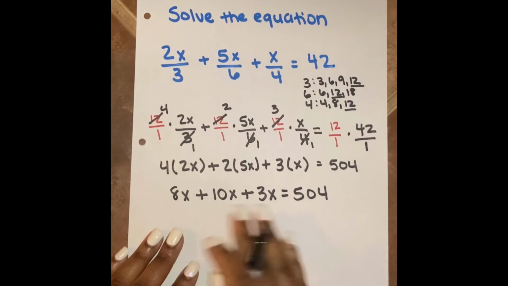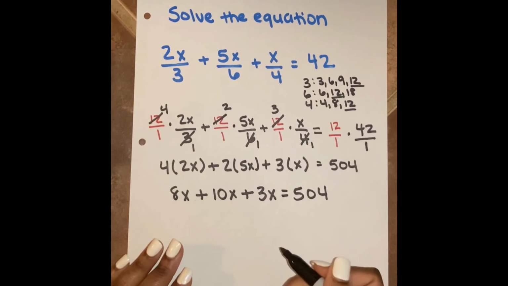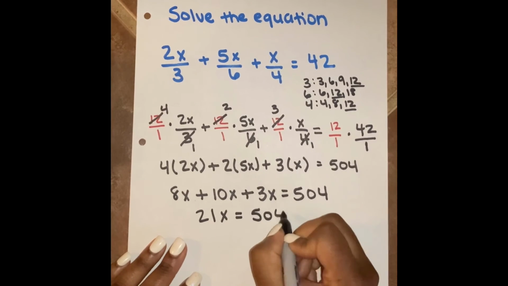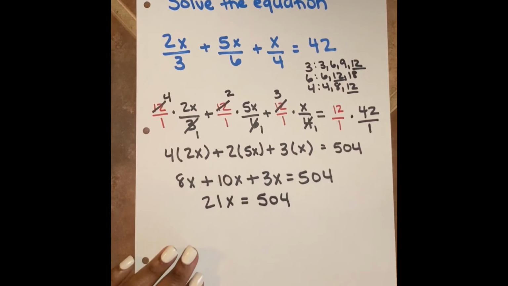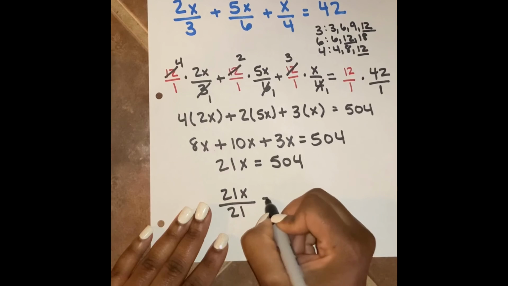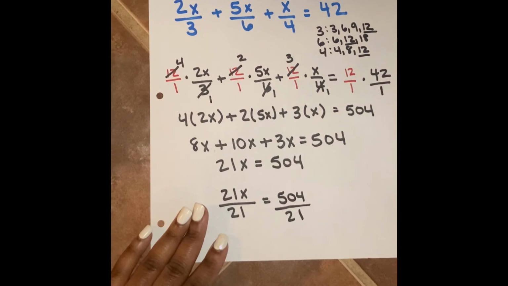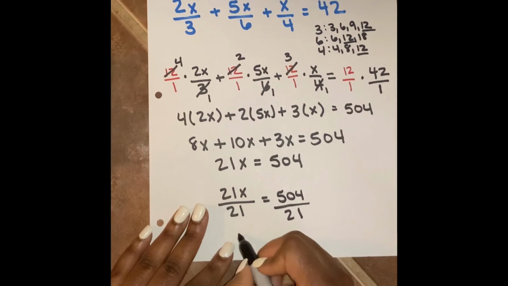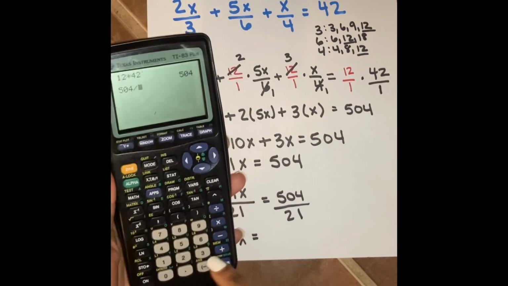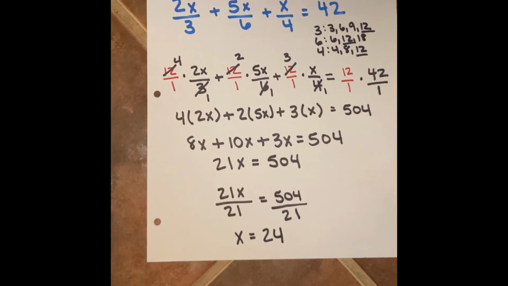So we have like terms, we have 8x plus 10x plus 3x, which gives us 21x is equal to 504. So in order to solve for x, we have to get x by itself. So I'm going to rewrite this. We're going to divide by 21. And we have 504 divided by 21, because what we do to one side of the equation, we have to do to the other side. So x is going to be equal to 504 divided by 21, which is equal to 24. So x is equal to 24.